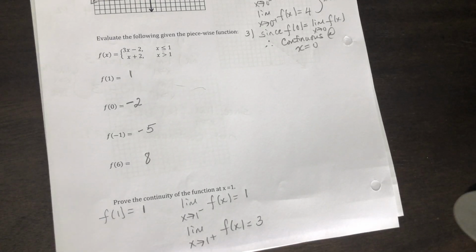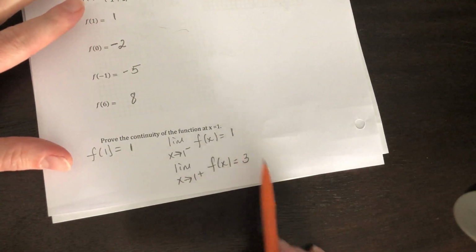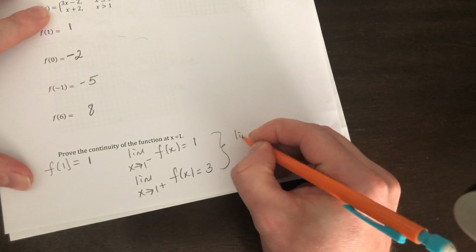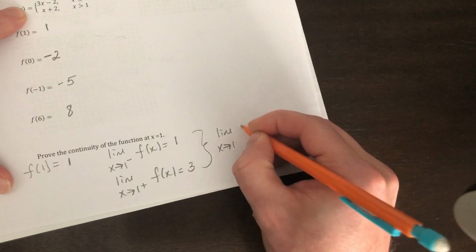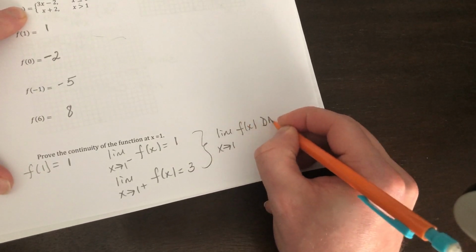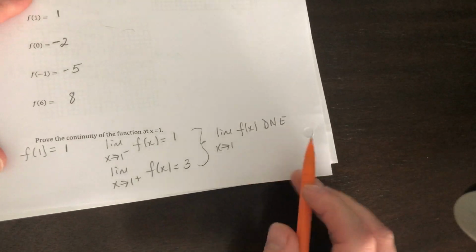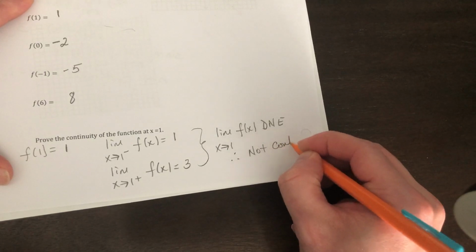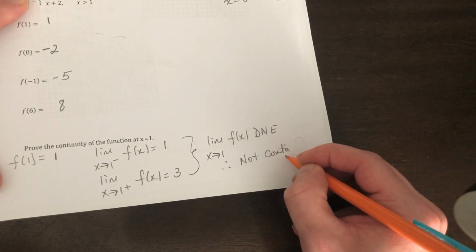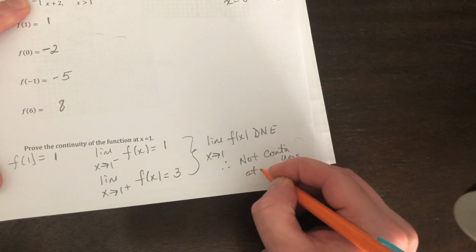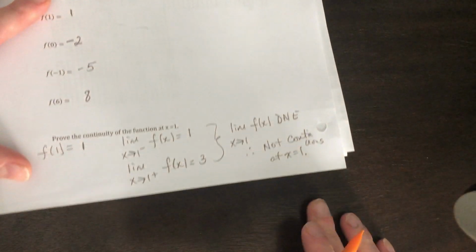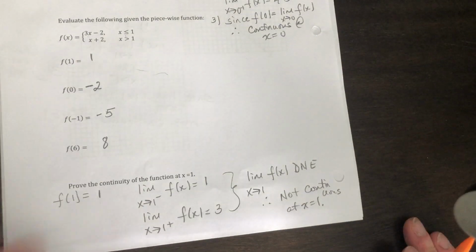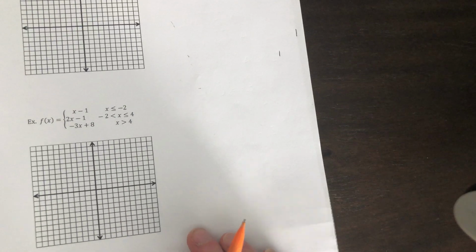So, once we get your left-hand limit and your right-hand limit, they're not equal to each other. So the limit as x approaches 1 of f of x does not exist. And since that limit does not exist, therefore, not continuous at x is equal to 1. Okay? So once it violates one of the steps, it is not continuous.